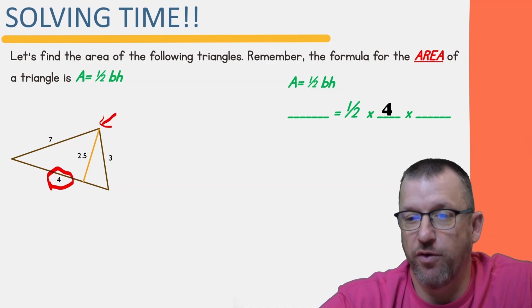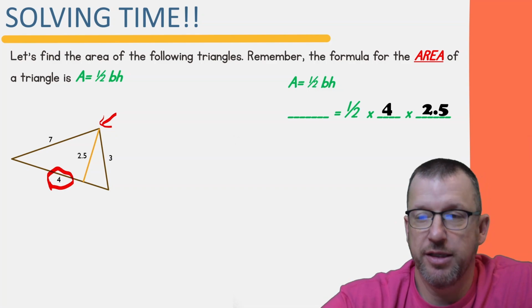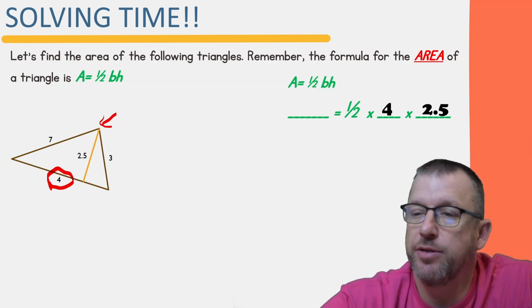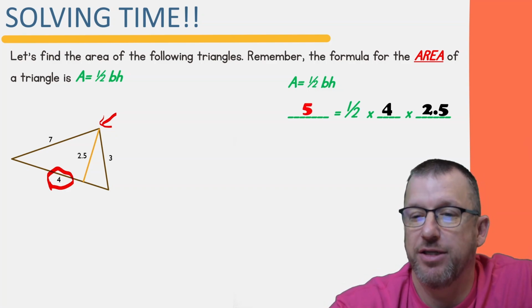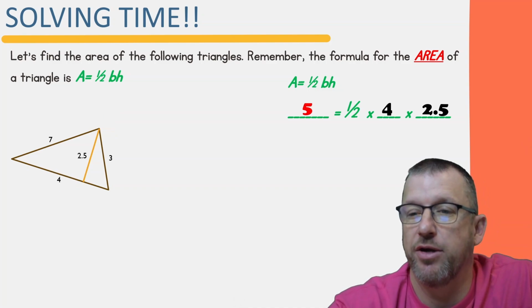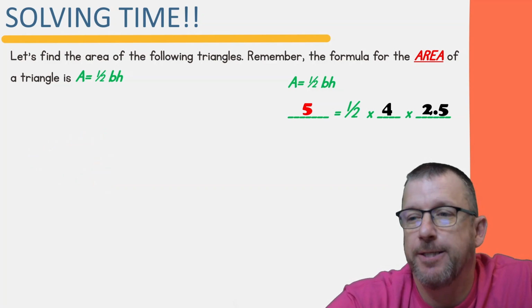So our base is 4, our height is 2.5, and then either on a piece of paper, you calculate this, or you type it into a calculator if you're allowed to, and you say, what is 1/2 times 4 times 2.5? And it gives us 5 as our answer. 5 is our answer. When you type that in a calculator, you'll see. So the area of that triangle is 5. And if it was inches, it would be 5 inches squared.